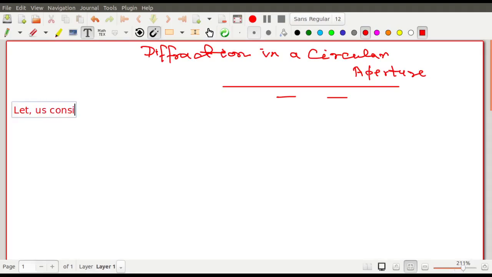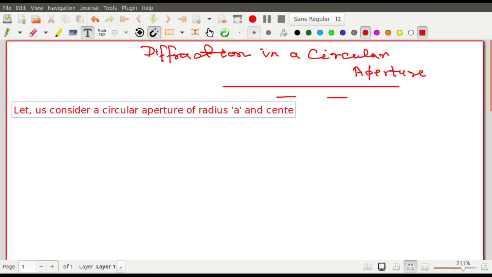Let us consider a circular aperture of diameter, কেন নিতে যাব, radius নি। Let us consider a circular aperture of radius A and centered at O. ঠিক আছে, চলো centered at C লিখি, because ওটা আমরা অন্য পারপাসে ইউজ করি, we use that in other purposes. So let us consider a circular aperture of radius A centered at C, right?